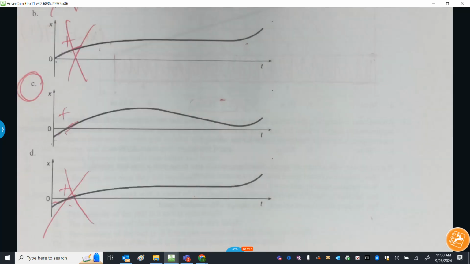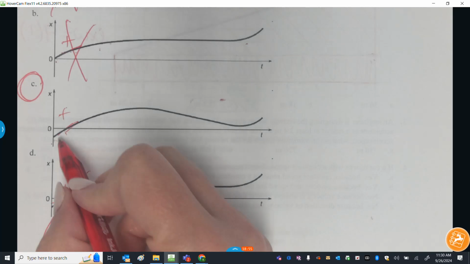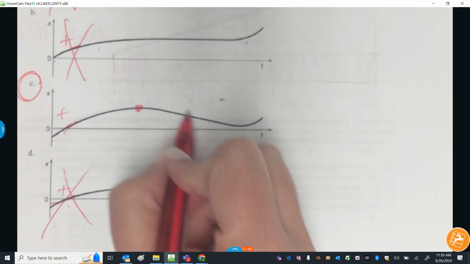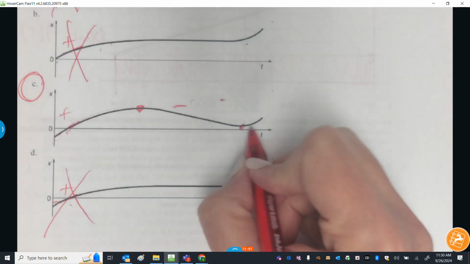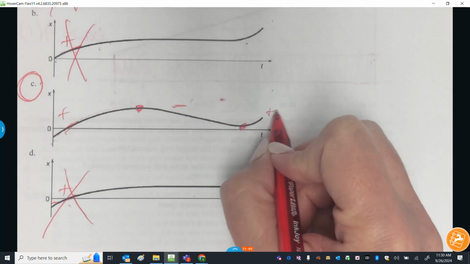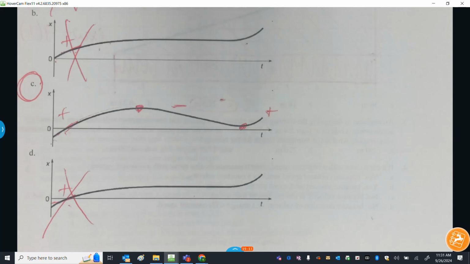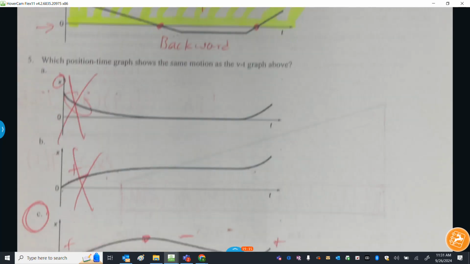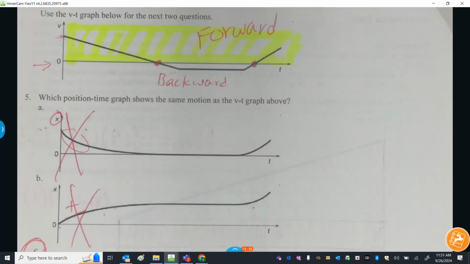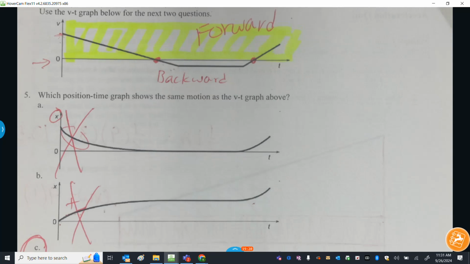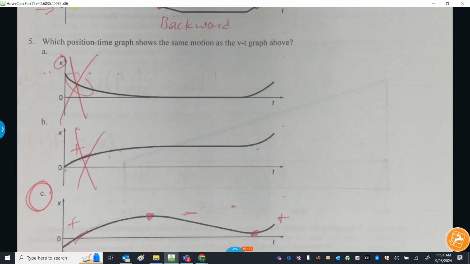Process of elimination leaves us with only one choice, C. This object moves forward, slows to a stop about right here, the top of that curve, and then starts moving backwards where it has a negative slope. And then it does it again. It stops here and then starts to move forward where its slope changes again. Okay, so that is exactly what was described here. They do match each other. The answer to number 5 is C. Does anybody have a question about number 5?